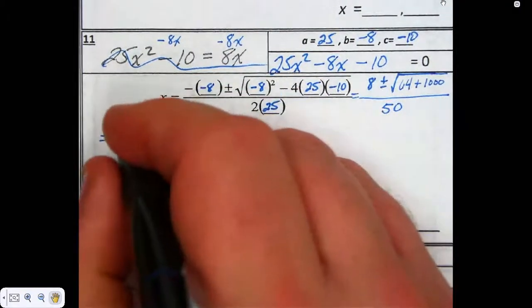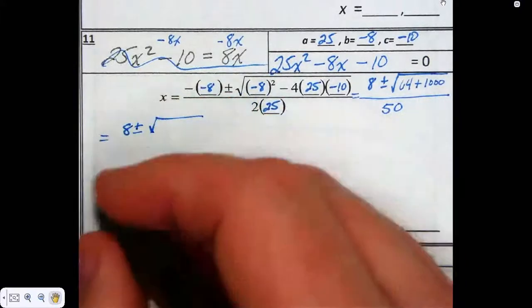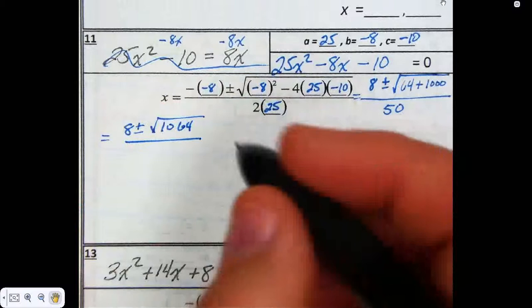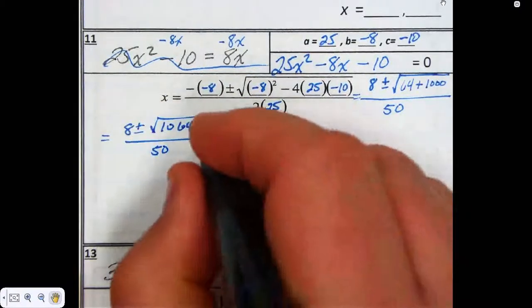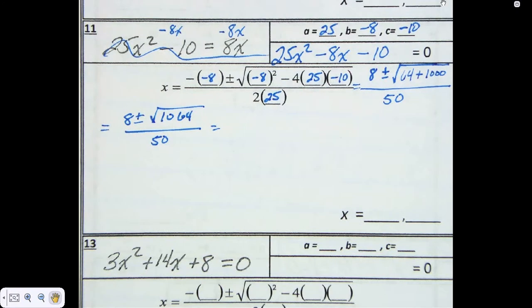So you get 8 plus or minus the square root of 64 plus 1,000, which is 1,064, all of that over 50. Do any of you know off the top of your head whether 1,064 is a perfect square or not? No, I don't. It's not.